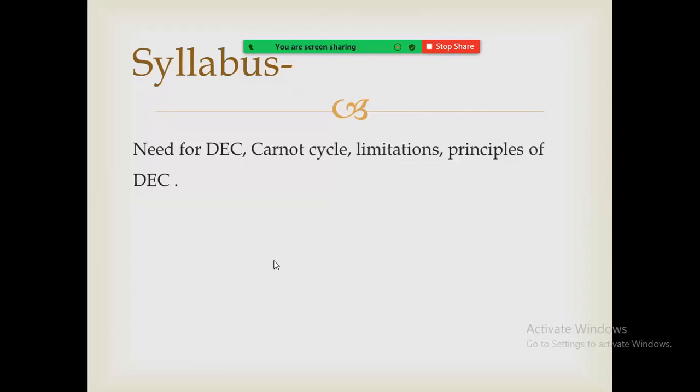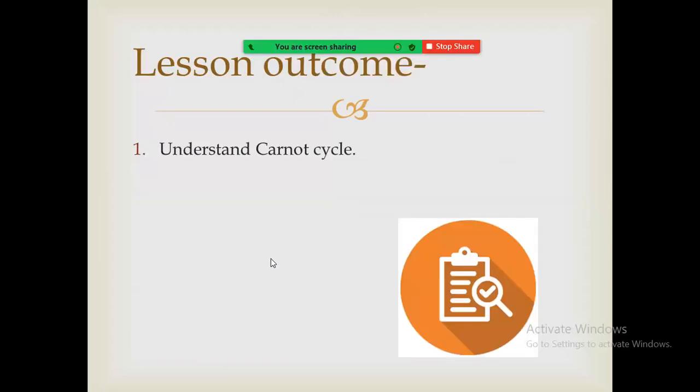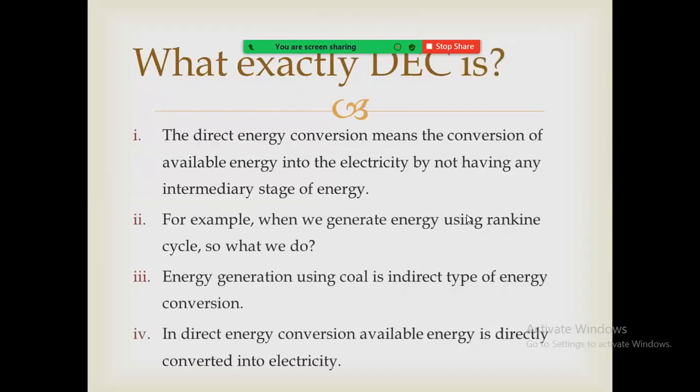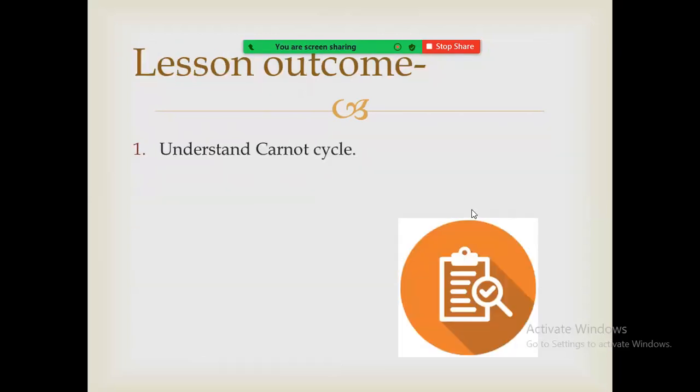I'm expecting answers from your side, so just try to tell the answers. What is meant by direct energy conversion? The main motto here is that you have to understand the concept of the Carnot cycle in this chapter. Try to tell the answers by yourself. If you are not getting an idea, I will tell.